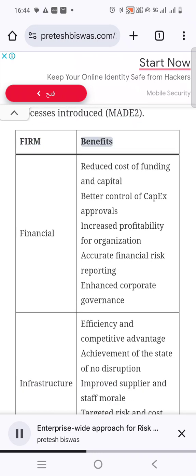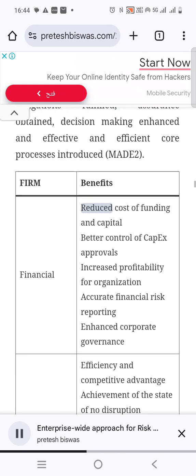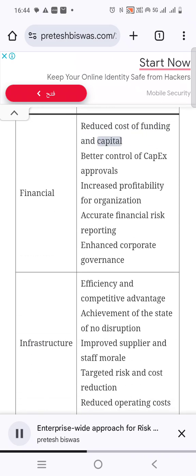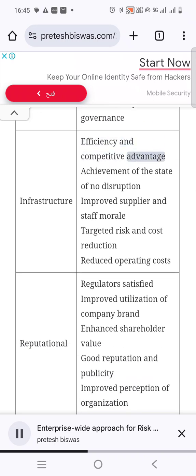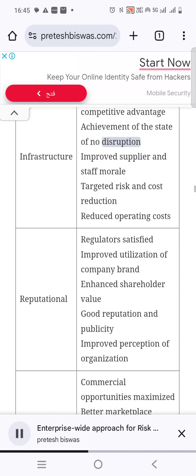Firm benefits. Financial: reduced cost of funding and capital, better control of CapEx approvals, increased profitability for the organization, accurate financial risk reporting, enhanced corporate governance. Efficiency and competitive advantage: achievement of the state of no disruption, improved supplier and staff morale, targeted risk and cost reduction, reduced operating costs.